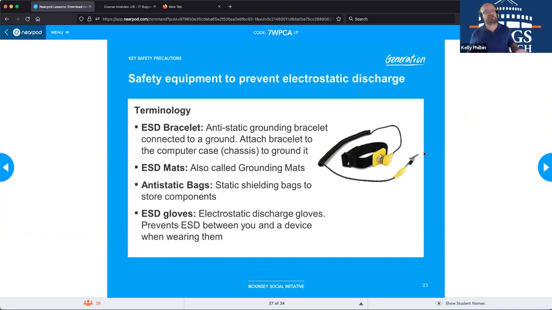Even after you've installed the components, if you're a computer tech, it's always good to hang on to a few of those just in case you get a component that you're pulling out of a computer that's still good. You can store it in those bags and probably reuse it later.